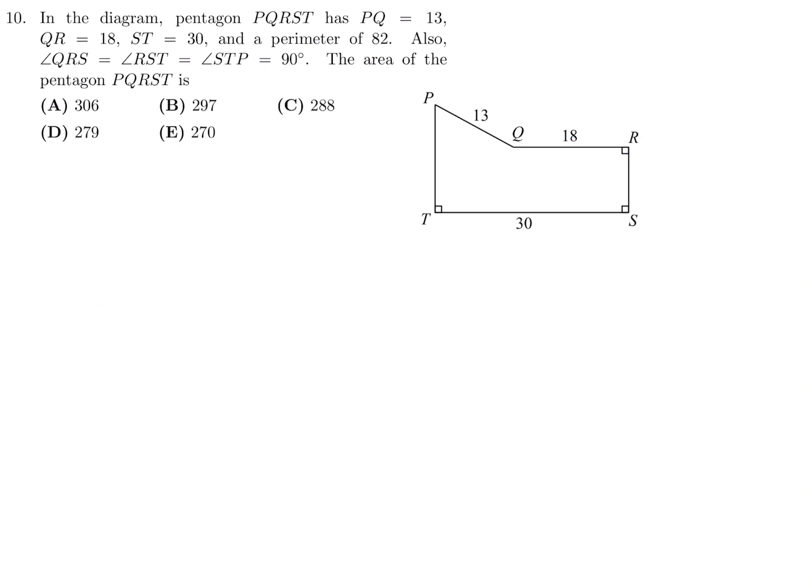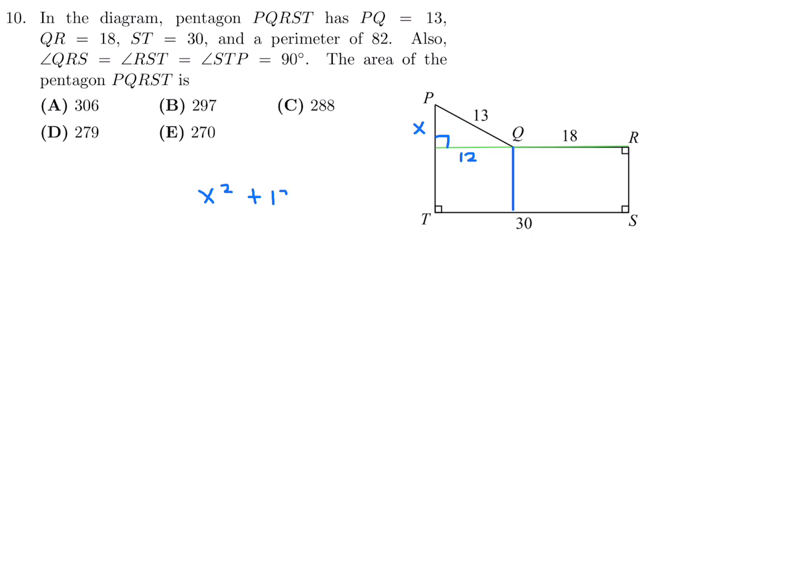In the diagram, pentagon PQRST has PQ equals 13, QR is 18, ST is 30. The perimeter is 82. Also, QRS is equal to RST is equal to STP, which equals 90. The area of pentagon PQRST is, well, I think if you draw a line directly from R through Q to the other side, it will help us. And then that is a right angle. So from there to there is 18. From here to here is 30. So that means this distance must be 12, 30 minus 18.